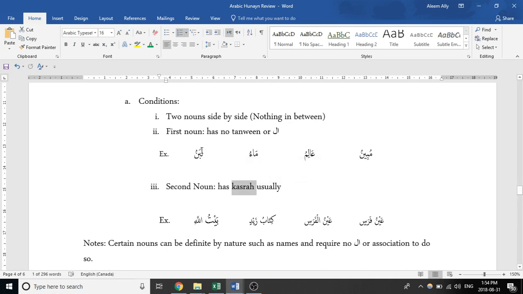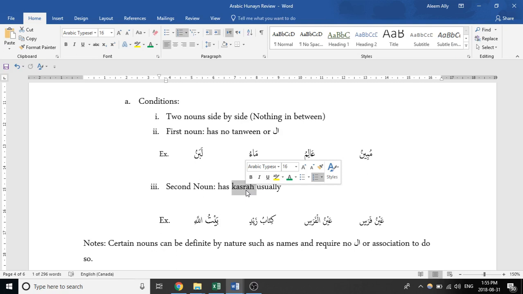The sign that the first is the owned is that it doesn't have alif lam and it has no tanween. The ending could be dhamma, fatha, or kasra, depending on the context. It's not always going to be dhamma. But the second one usually has a kasra. It can sometimes have a fatha or dhamma, but you have to keep in mind the exceptions, because there are some words that just can't take fatha, and some that just can't take dhamma. That's just how they are.